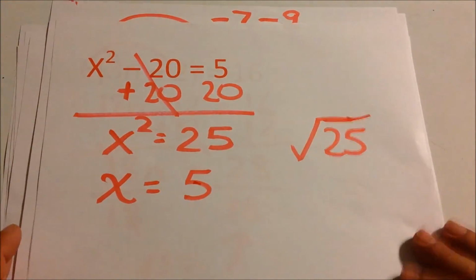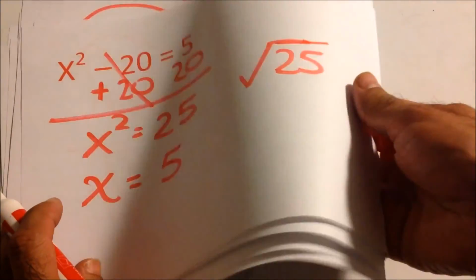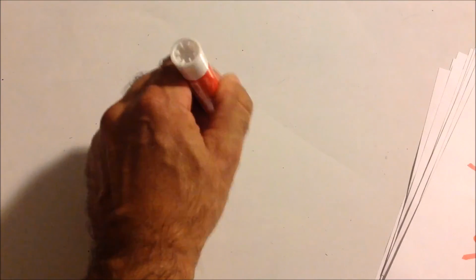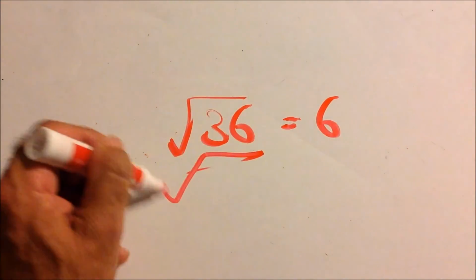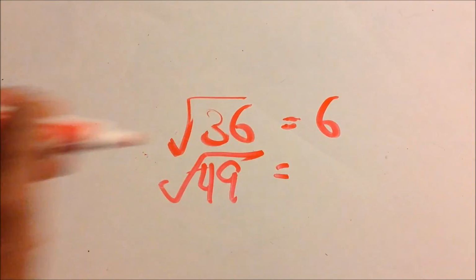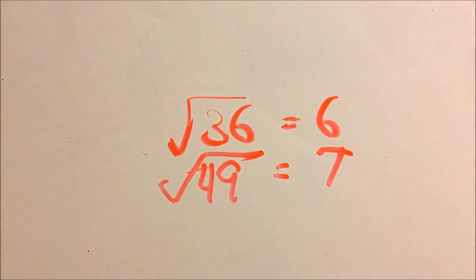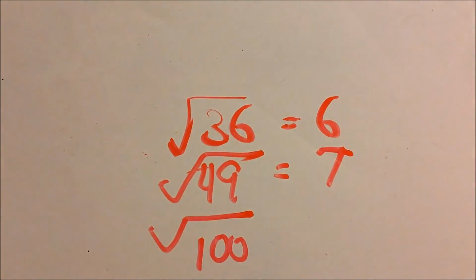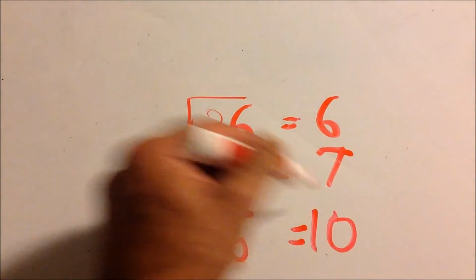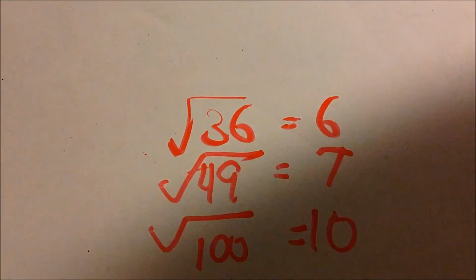So you should know square roots. For example, let's do the square root of 36. The square root of 36 is 6, because 6 times 6 is 36. So what's the square root of 49? 7. 7 times 7 is 49. What's the square root of 100? 10. 10 times 10 is 100. So that's the square roots. Great job.